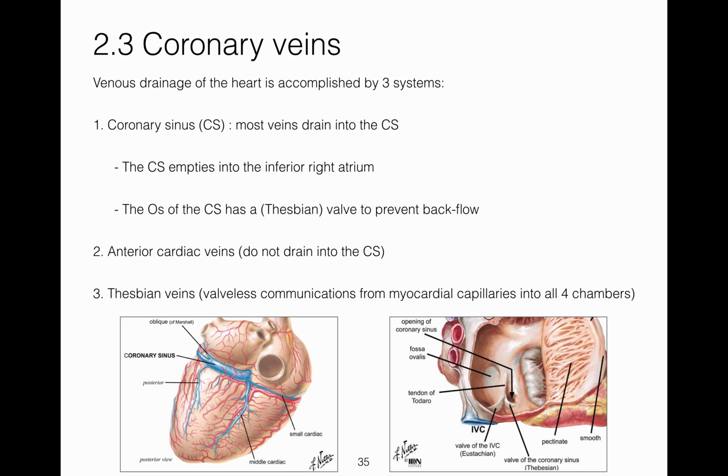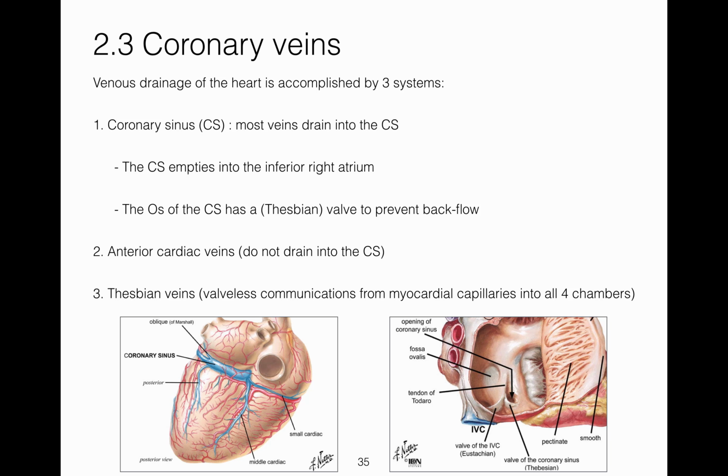Coronary veins. Venous drainage of the heart is accomplished by three systems. 1. The main system, the coronary sinus. Most veins drain back into the coronary sinus. The coronary sinus empties into the inferior right atrium.